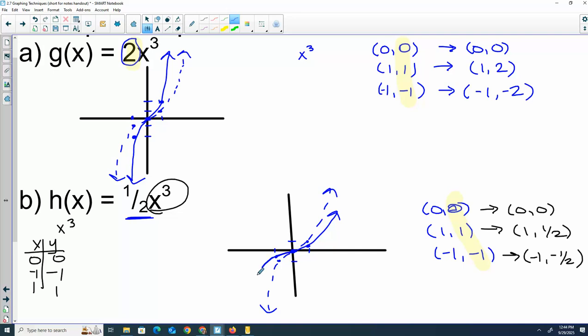Because that 1/2 is taking your height times 1/2. If you cut your height down, you're shrinking this, so it's going to get shorter and fatter. Do you guys see how I got those points? Look at another.